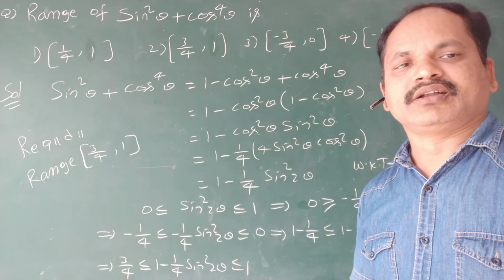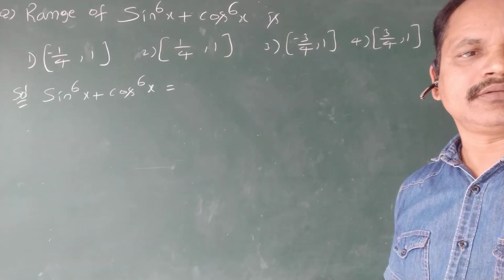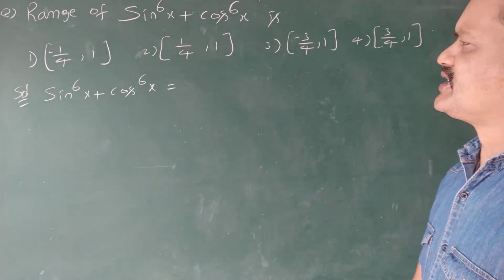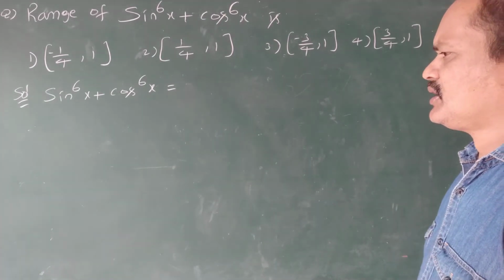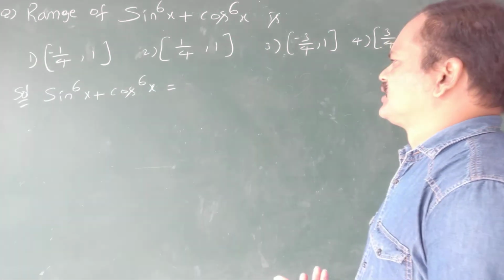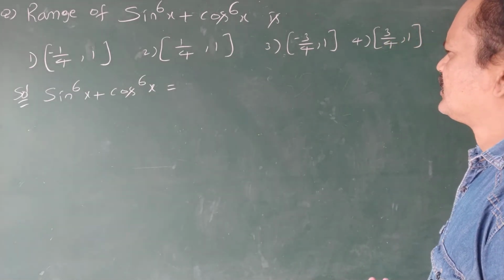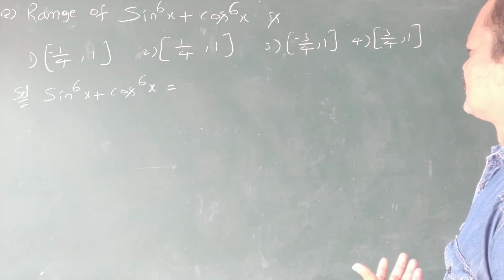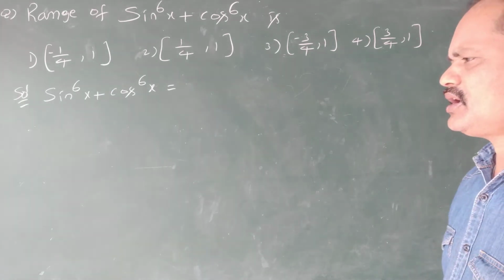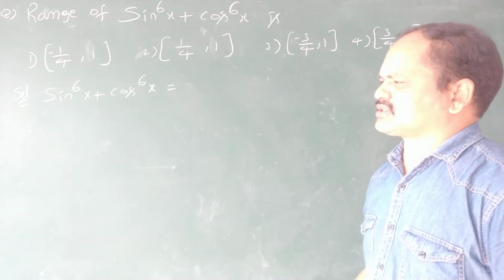That's all. Now we are going to one more question. The next question: the range of sine power 6x plus cos power 6x. The first option is minus 1 by 4 to 1, second option 1 by 4 to 1, third option closed minus 3 by 4 to 1, and fourth option closed 3 by 4 to 1. Now we have to identify the answer, so solve the question.